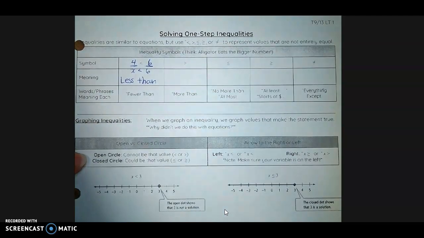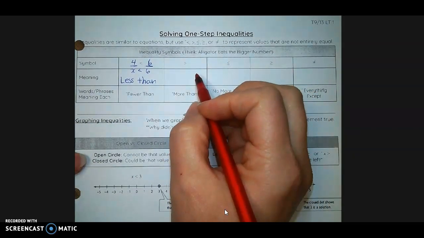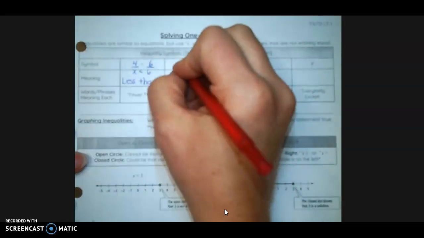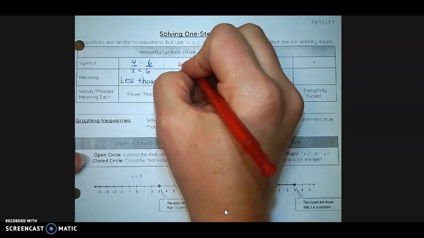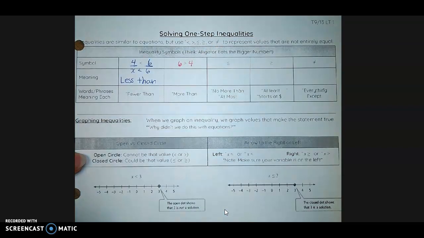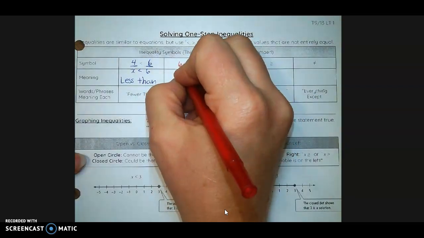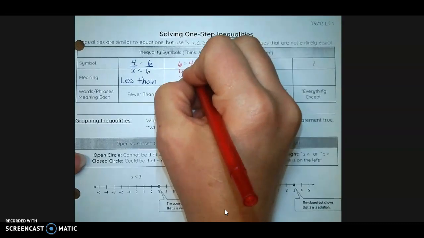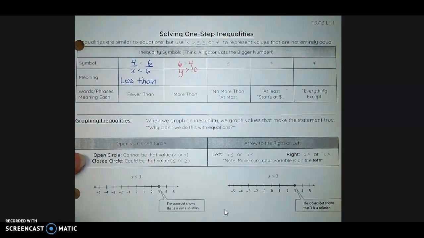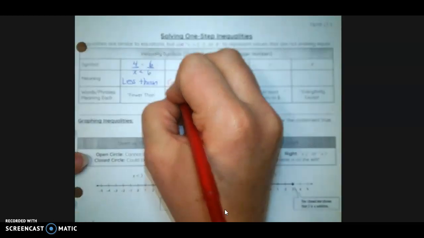The next symbol is the greater than symbol. And so I could say that 6 is greater than 4. That's a true number statement. And I might see with a variable, I might see y is greater than 10. And that means y could be anything as long as it is greater than 10.